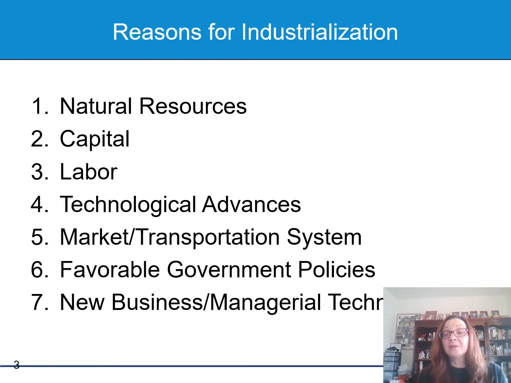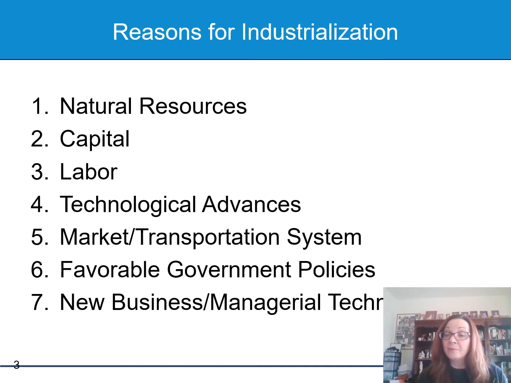And then a seventh thing that we see that encourages industrialization is the new business and managerial techniques. Once businesses began to grow from your small mom and pop, one proprietorship owners into large partnerships and then ultimately corporations, you have to have new ways of managing those businesses. And we will see that that begins here in America. We'll begin to see owners being separate from management.